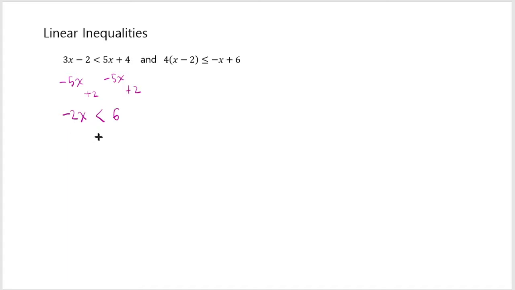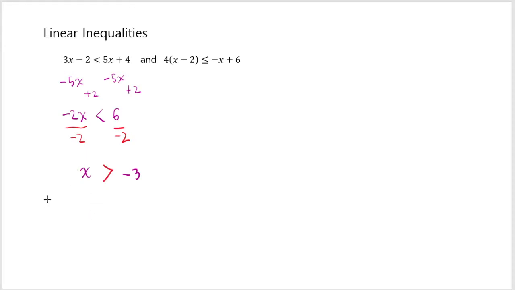Except there's one place that you have to be careful, is that if you divide by a negative number, then negative 2 divided by negative 2 will cancel and you just have x. 6 divided by negative 2 is, if you divide positive by negative, it's negative. So 6 divided by negative 2 is negative 3, right? And the important thing is if you divide by a negative, the inequality sign has to flip.